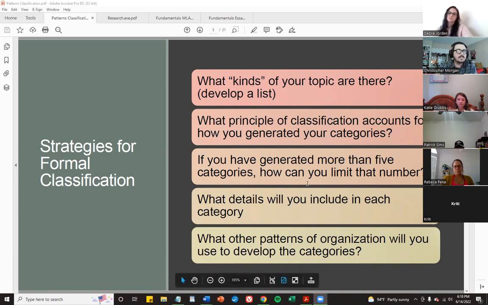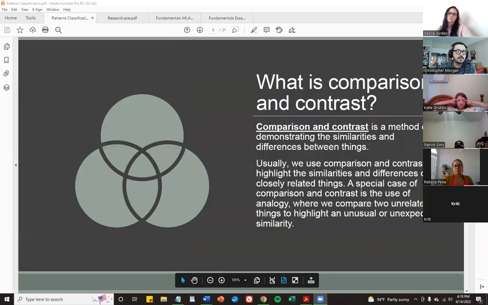And so classification is often this initial strategy, which is really often developed through this idea of comparison and contrast, which is a method of demonstrating similarities and differences between things. And I think we're all pretty familiar with comparison and contrast. It's kind of like the pattern of development, and I think that's drilled into any kind of writing instruction, maybe more than anything else. Take one thing, compare it to something else, right?